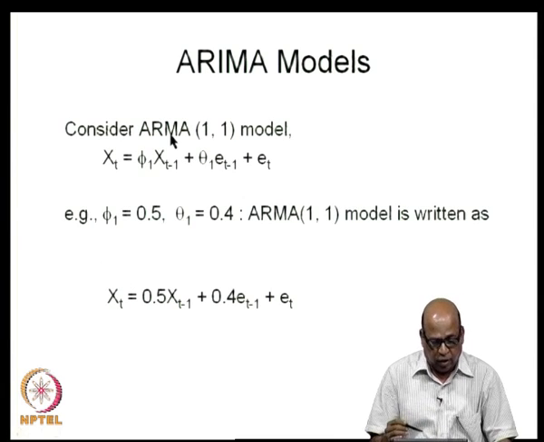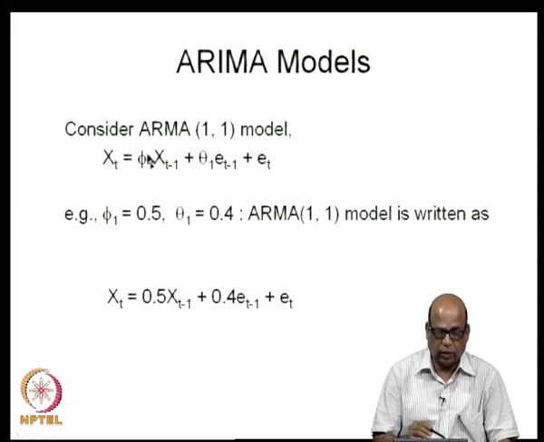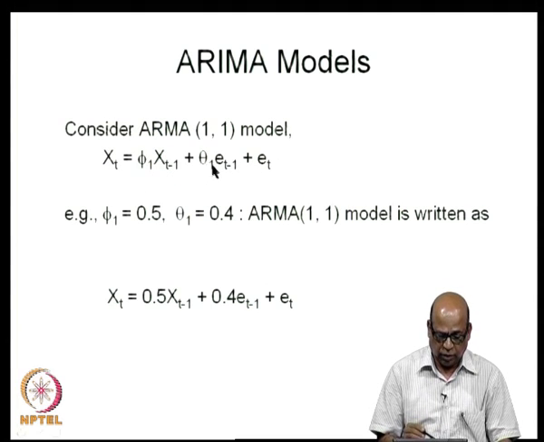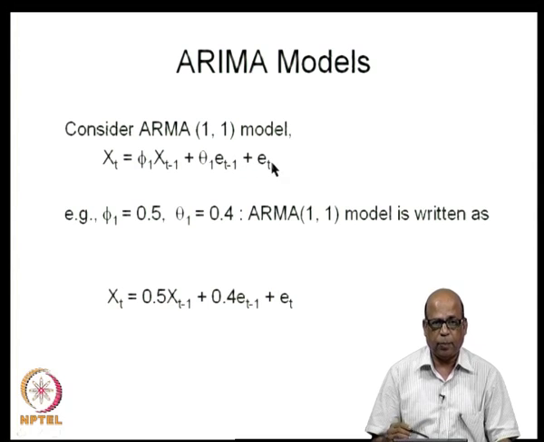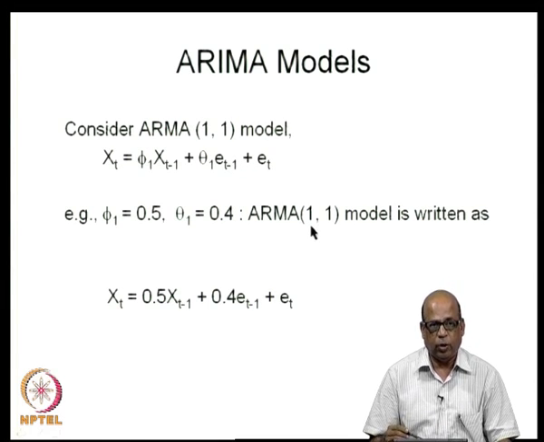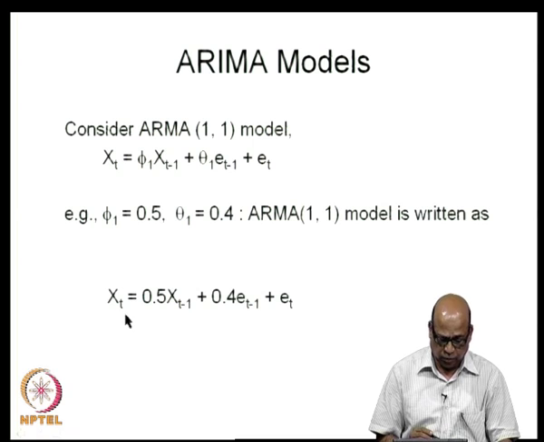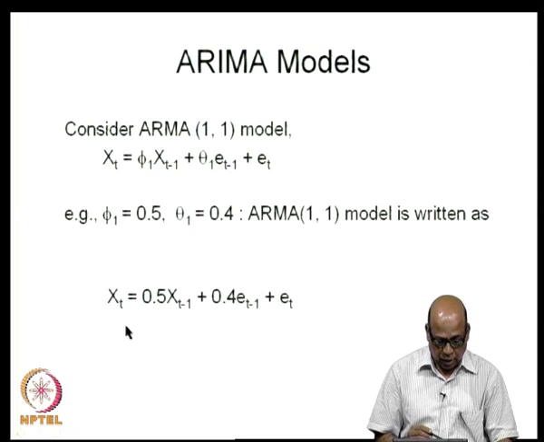Let us take an ARMA model, that is autoregressive moving average model of order 1, 1, which means it has one AR parameter and one MA parameter. So, x t is equal to phi 1 x t minus 1, this is the AR parameter, plus theta 1 E t minus 1 plus E t. This is the ARMA 1, 1 model. Let us say phi 1 is equal to 0.5 and theta 1 is equal to 0.4. So, this is now written as x t is equal to 0.5 x t minus 1 plus 0.4 E t minus 1 plus E t.